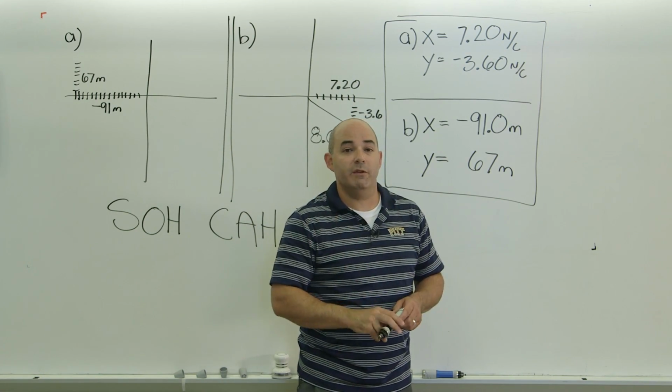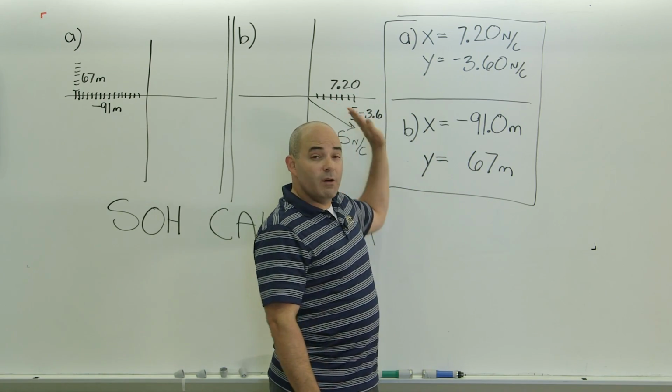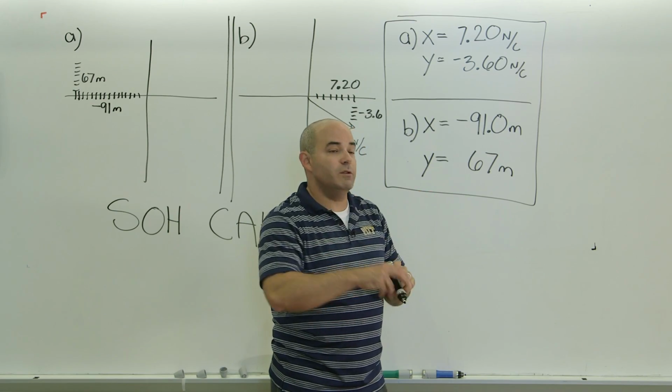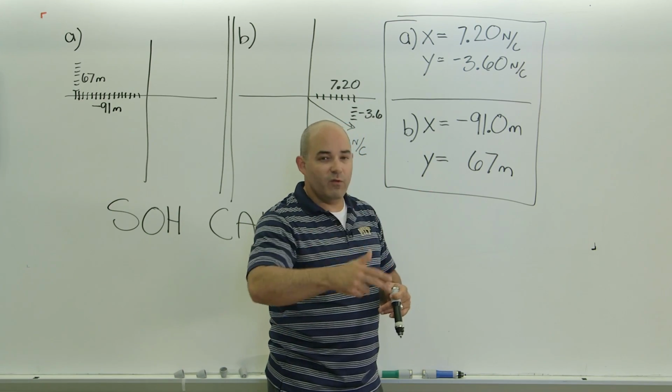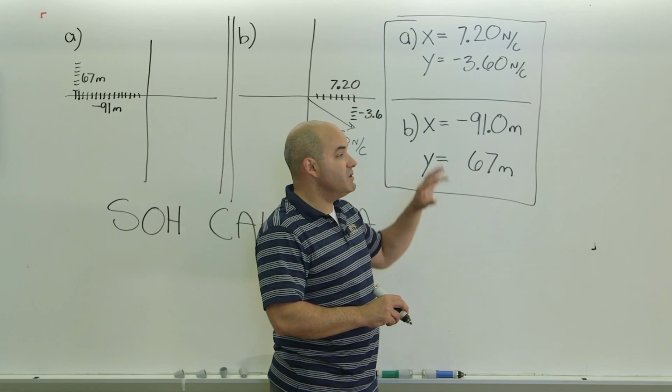And even though you don't know what a newton per coulomb is, it doesn't matter. It's a thing to measure electric fields. That's what's nice about vectors. Later on, these will symbolize how powerful and the direction of magnetic fields, or forces, or velocities, or accelerations. We use this stuff all the time.